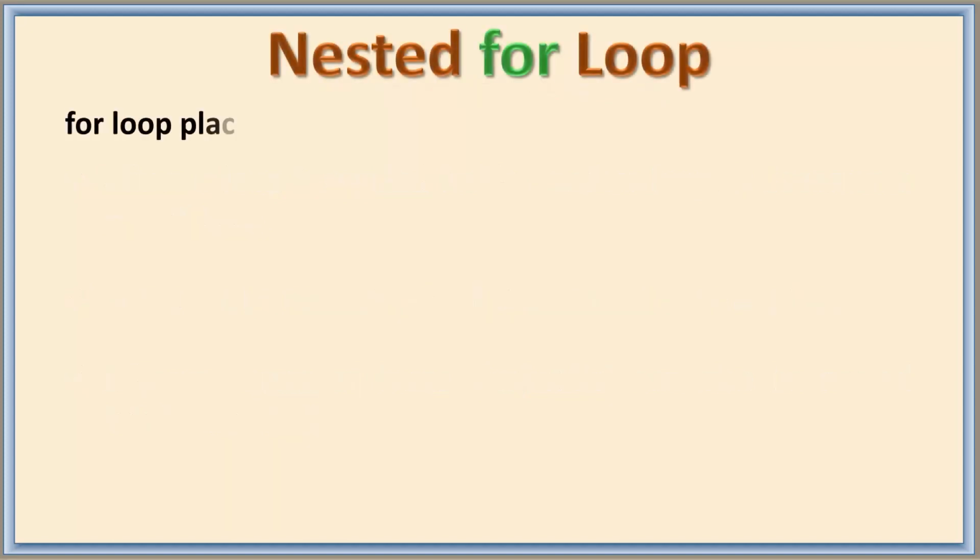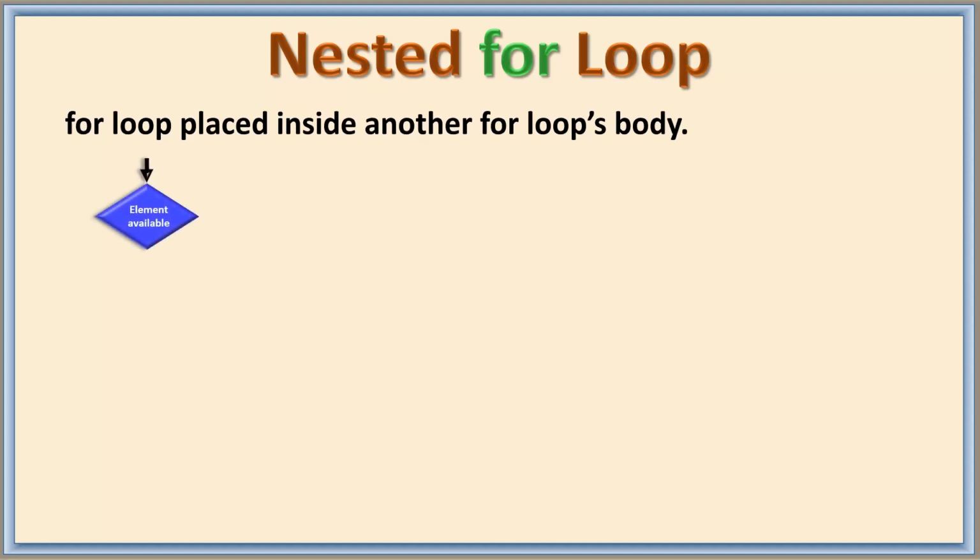Nested for loop: a for loop placed inside another for loop's body. Let us understand the working of this using a flow chart. Here one for loop is given. This for loop, the first time it is given in the program, becomes the outer for loop.